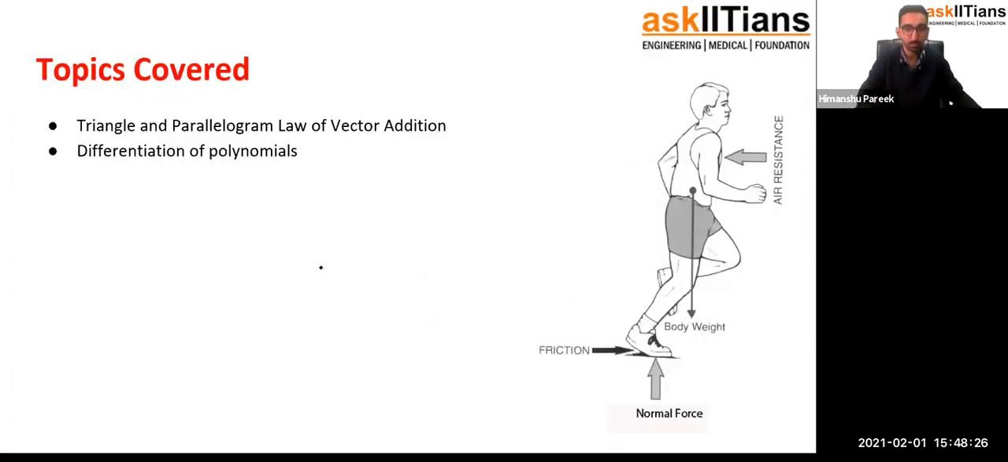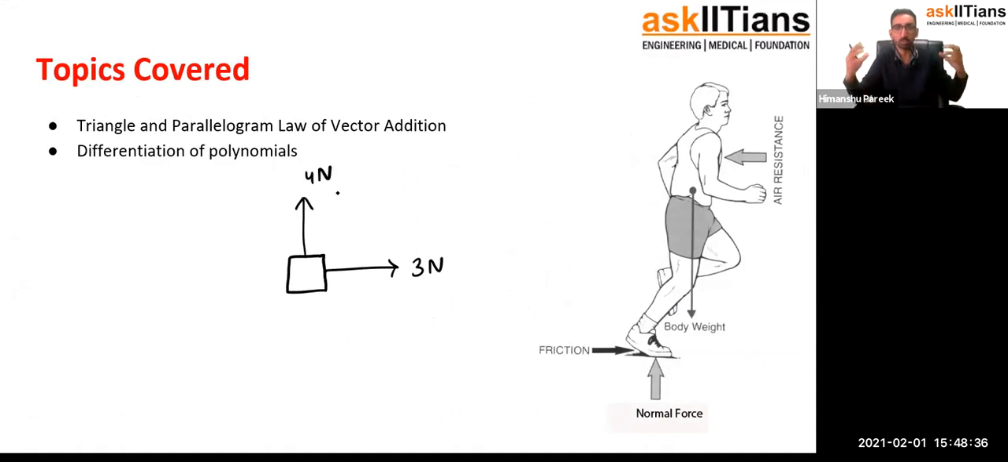Suppose we have a box, and on that box one force is acting in this direction, 3 Newton, and one force is acting in this direction, 4 Newton. Then the total force won't be 7 Newton. That's what you have learnt in the previous lecture. Now if it is not 7 Newton, then what would be the right answer? So how to add two vector quantities? That's what I am going to discuss in this particular session.